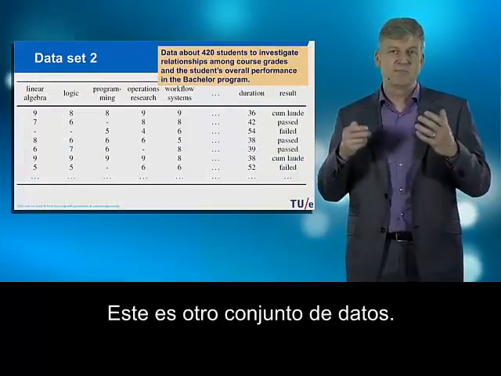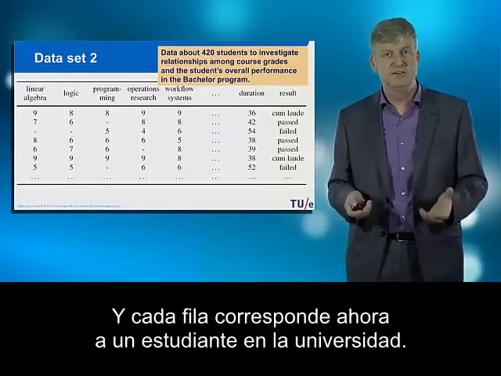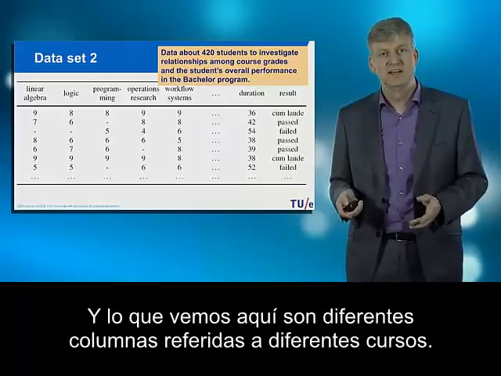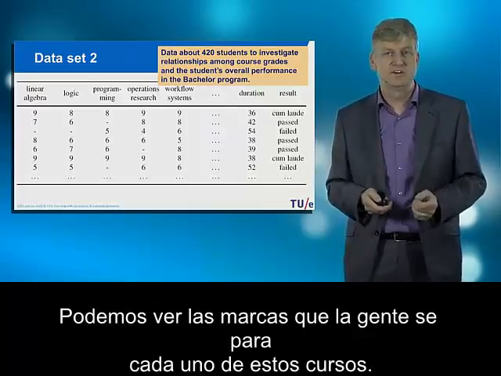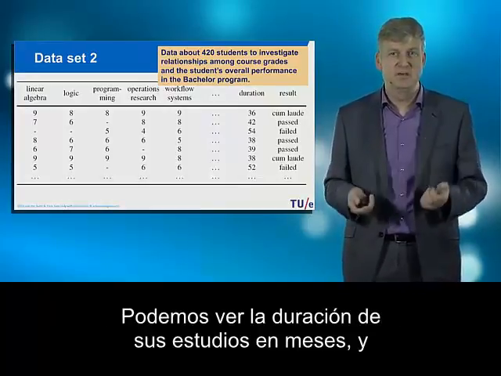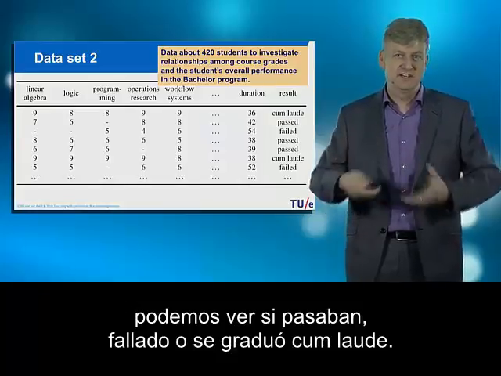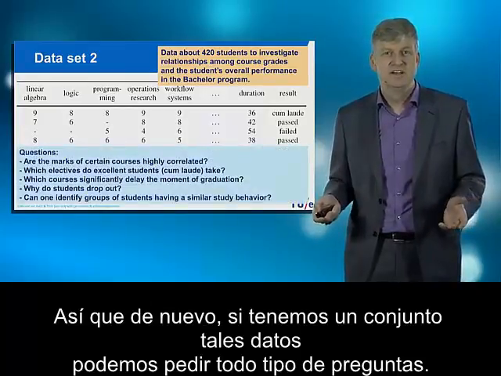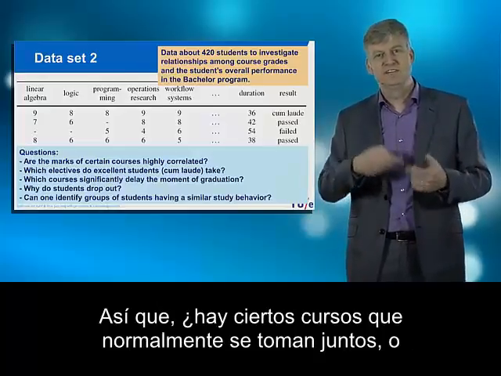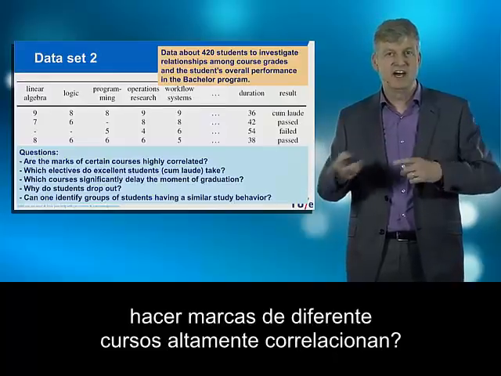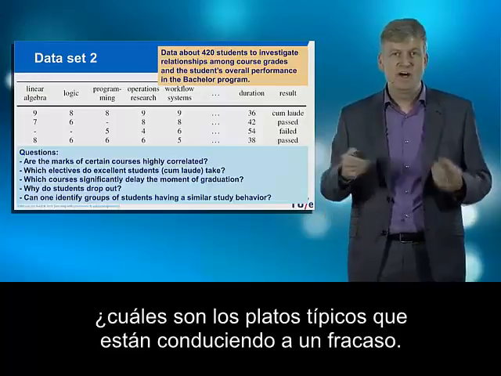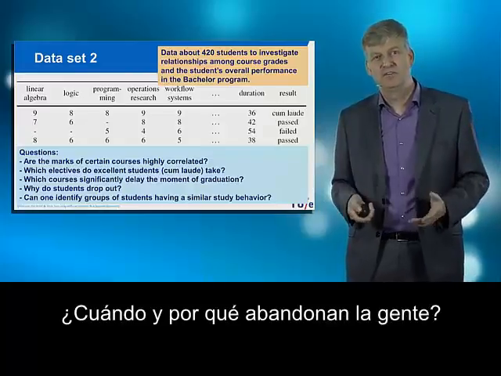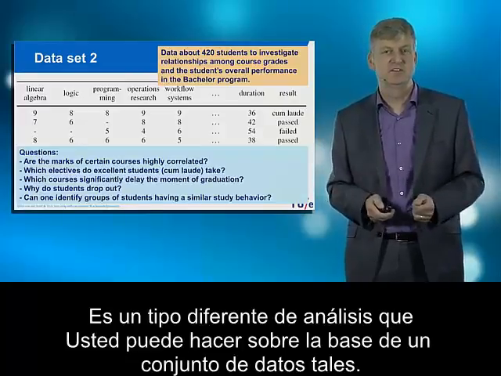This is another data set, and every row now corresponds to a student at the university. And what we see here are different columns referring to different courses. We can see the marks that people got for each of these courses. We can see the duration of their studies in months, and we can see whether they passed, failed, or graduated cum laude. So again, if we have such a data set, we can ask all kinds of questions. So are there certain courses that are typically taken together, or do marks of different courses highly correlate? If people fail, what are the typical courses that are leading to such a failure? When and why do people drop out? It's a different type of analysis that you can do based on such a data set.